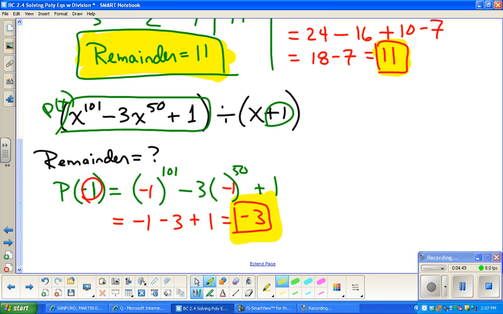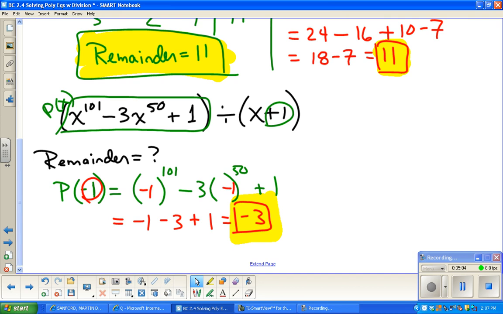And sometimes that's how it's going to read on the test or a quiz. It's going to say, without dividing, find the remainder if x to the 101st power minus 3x to the 50th plus 1 is divided by x plus 1. And the idea is you're just supposed to substitute in.